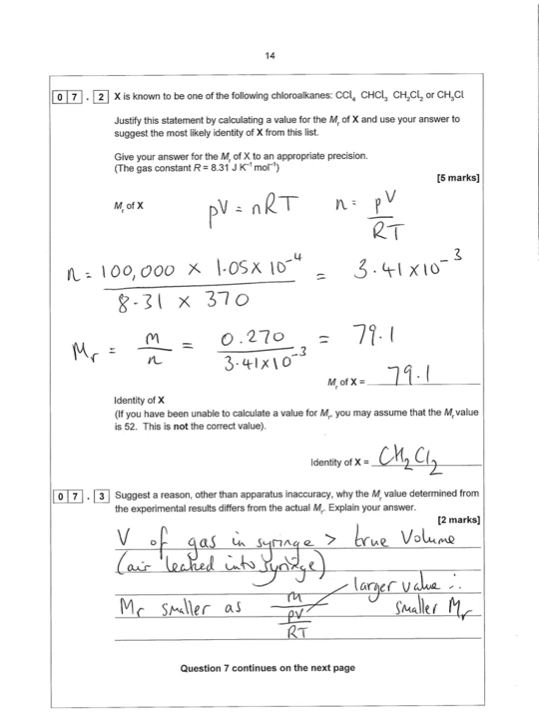Suggest a reason, other than apparatus inaccuracy, why the MR value determined from the experimental results differs from the actual MR. You could say the volume of gas in the syringe is greater than the true volume, perhaps air leaked into the syringe, and when you work out MR then it's smaller than expected, because this volume will be greater, therefore the number of moles would also be a greater value, therefore the MR would consequently be a smaller value.